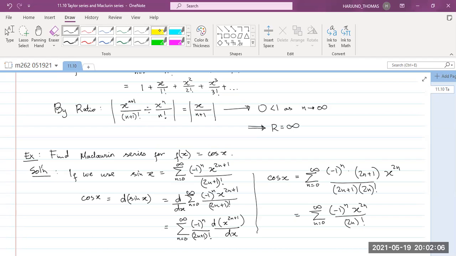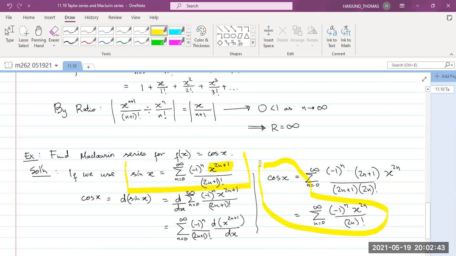I want you to be aware of a side note, which I don't even want to write down. Do you remember that sine x is an odd function? So you see that the exponent for the variable in the Maclaurin series is always odd. While the Maclaurin series for cosine x, an even function, always has even exponents. So I hope that enables you to remember the expansion faster.